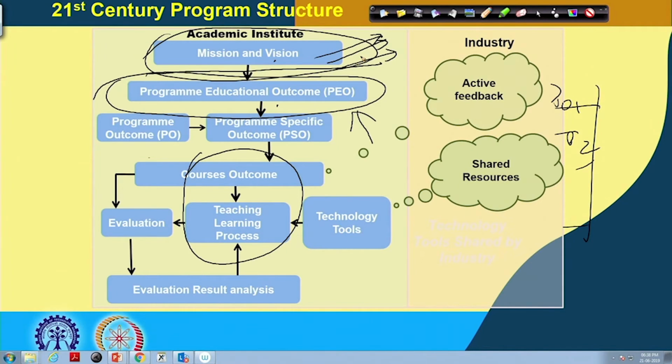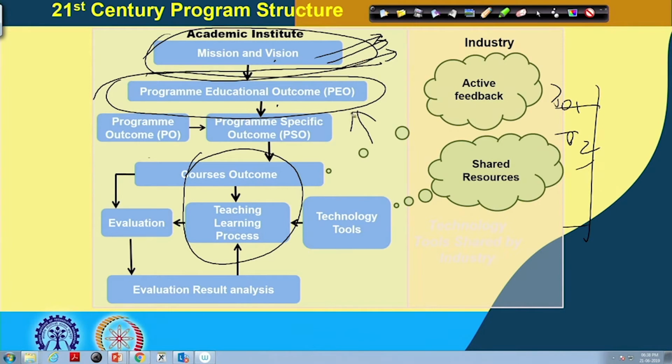So, depending on the current target, the current resources, and what kind of input students are available, you can write your mission and vision statement. It is specific to the institute only. That is why different institutes have different mission and vision statements. It will never be the same, because different institutes have different resources, different targets, and different input scenarios.